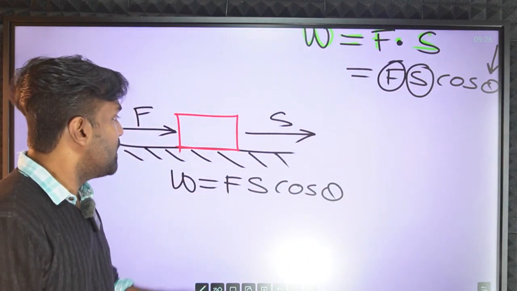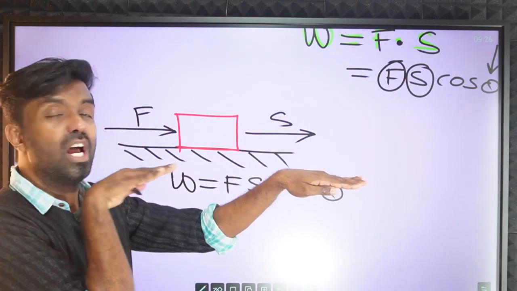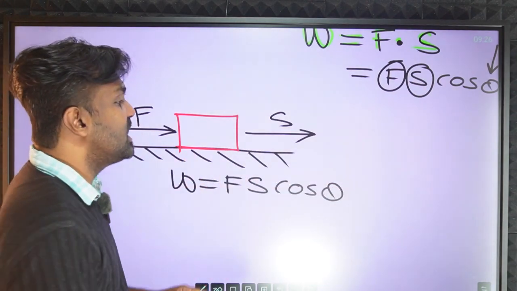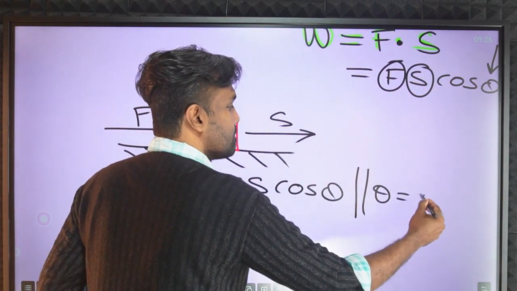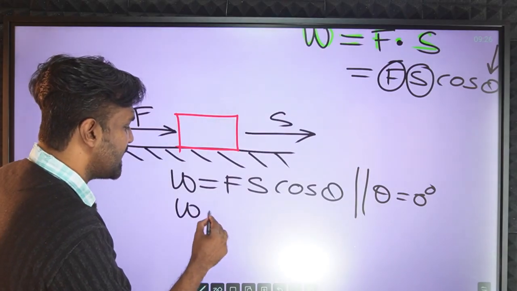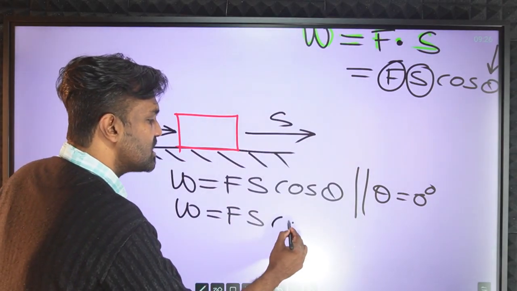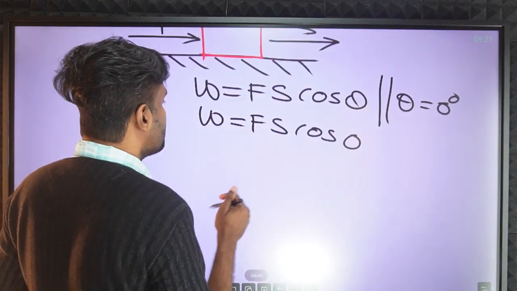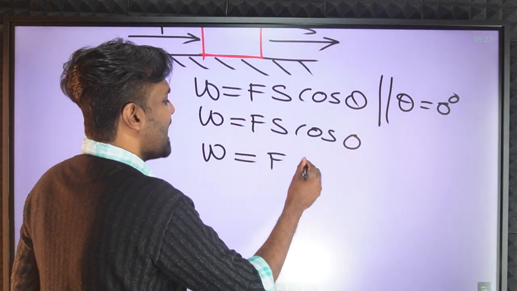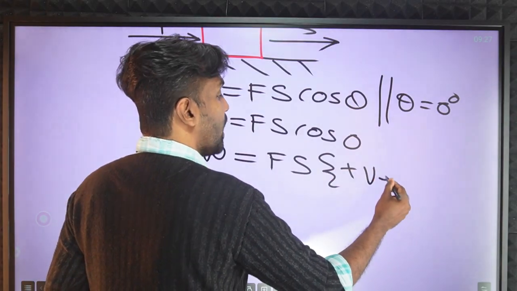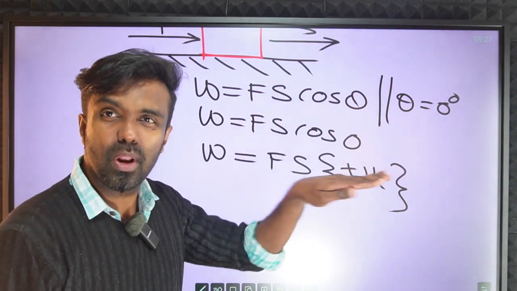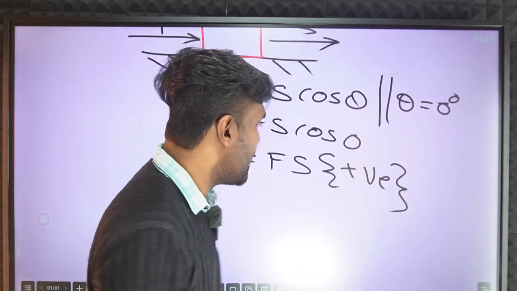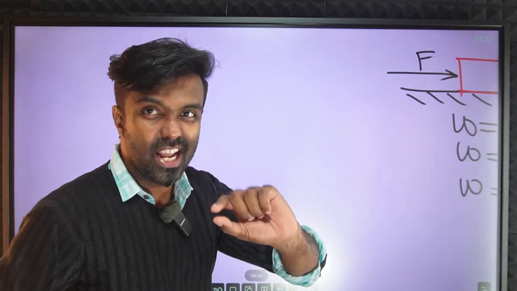Guys, just listen to me. Here, displacement and applied force are in the same direction, so the angle between them is 0. So you can simply say that work done is equal to Fs cos 0, and the value of cos 0 is 1. So you consider Fs as positive work. During positive work, the displacement and the applied force are in the same direction. That's very important.